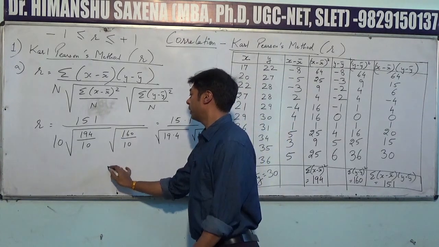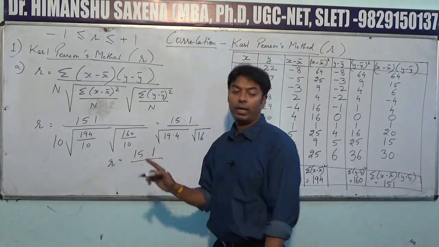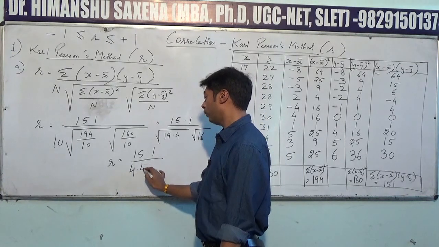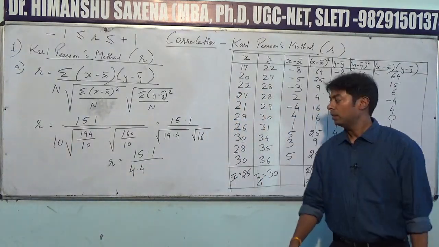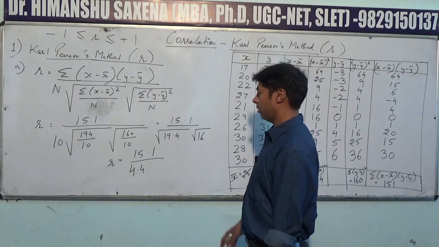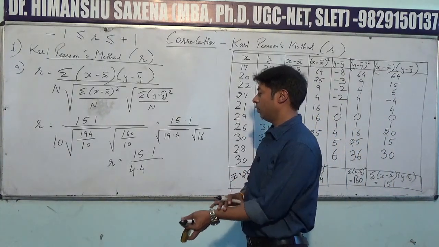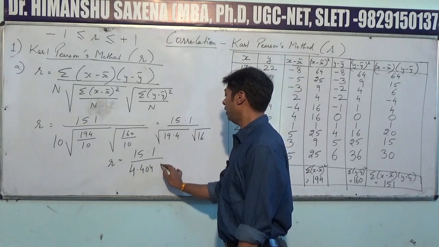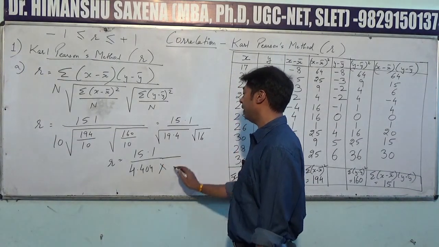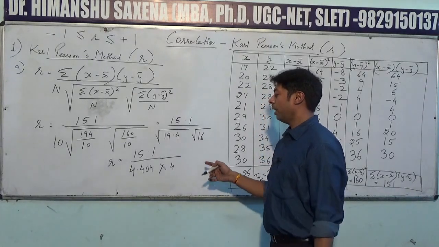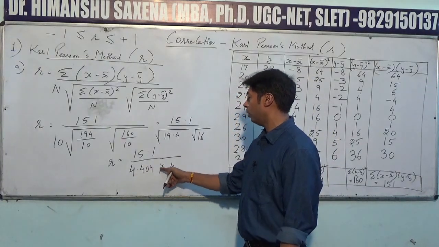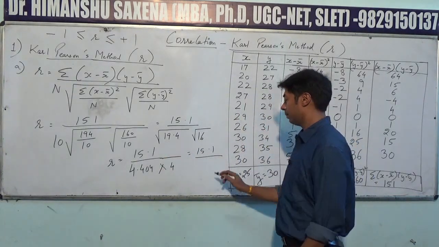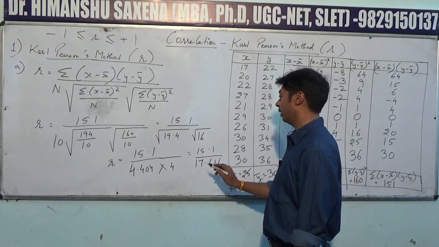Now what you do, simply find out the square root of 19.4. At least take it up to 3 decimal places. The square root of 19.4 is equal to 4.404. Now this will have to be multiplied by the square root of 16, that is equal to 4. Now you will have to multiply 4.404 by 4. Tell me what is the value of 4.404 multiplied by 4? 17.616.